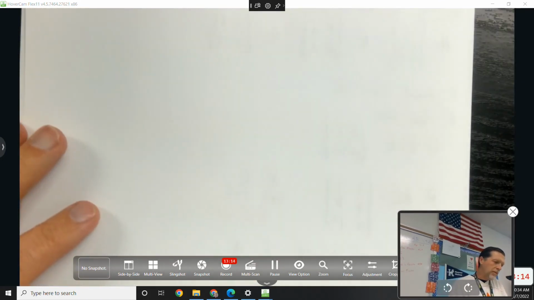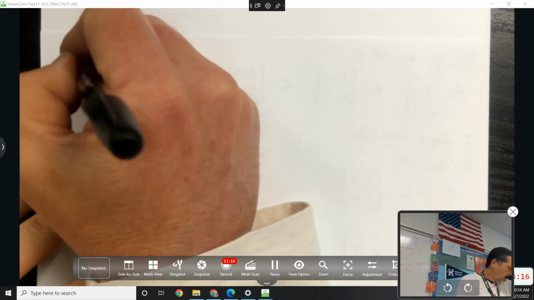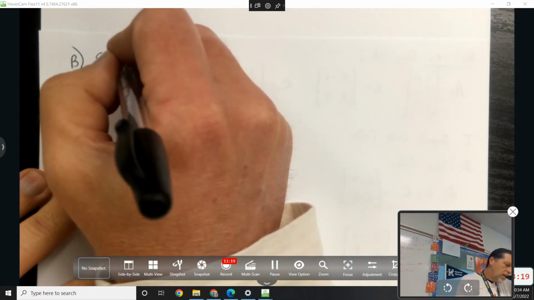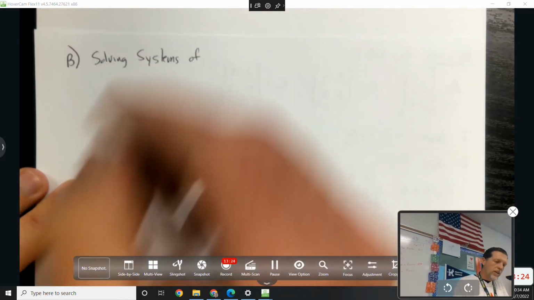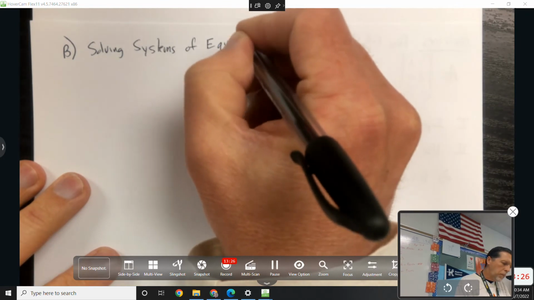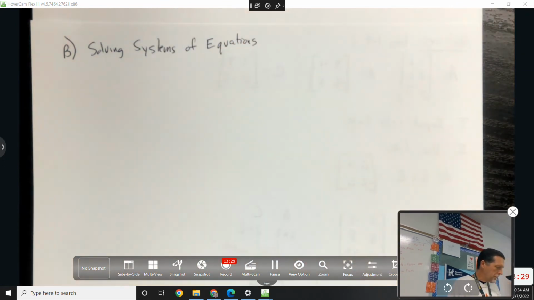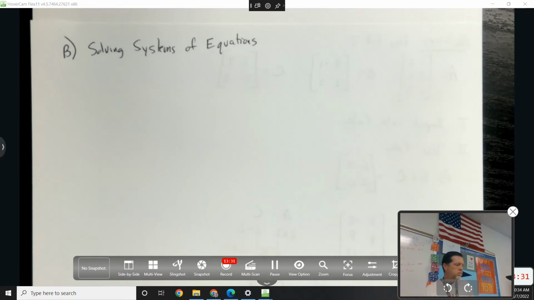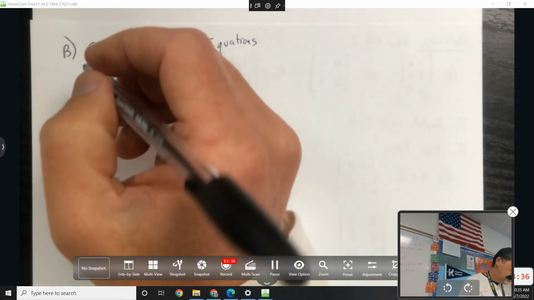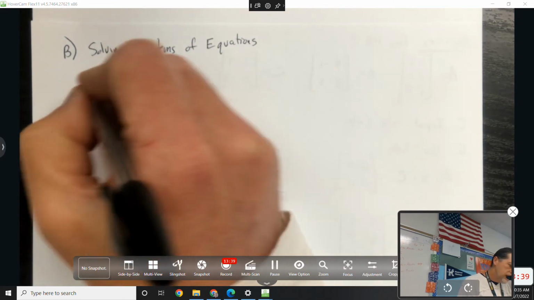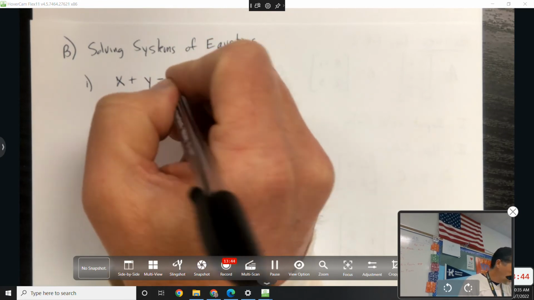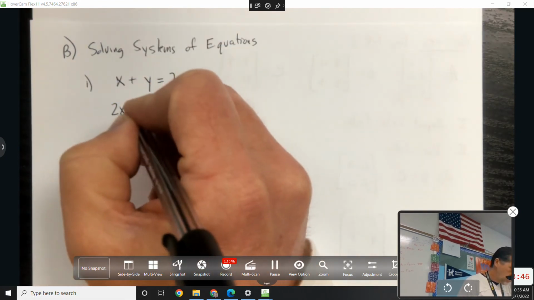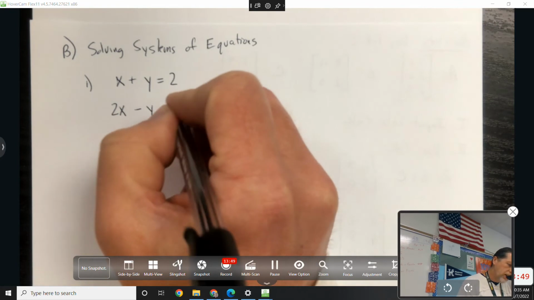That was one type of equation. The next type is solving systems of equations. So that would be like x plus y equals 2, 2x minus y equals 15.